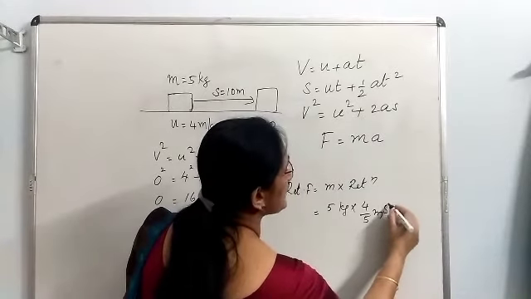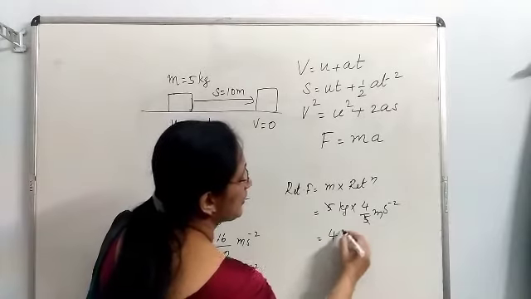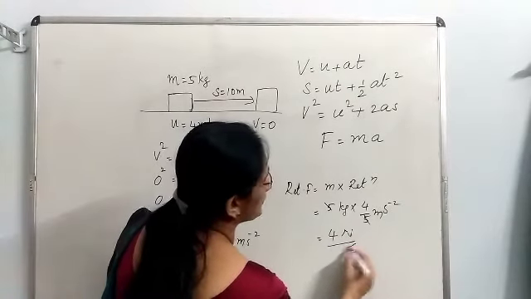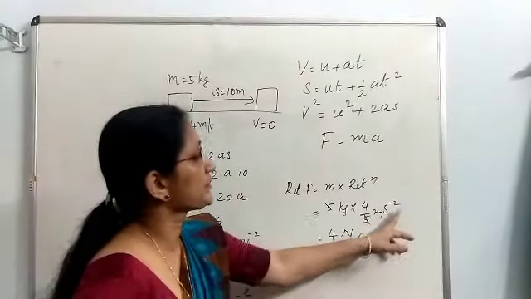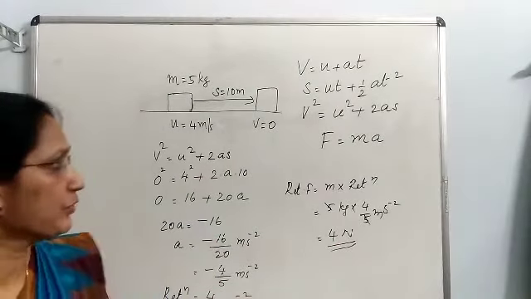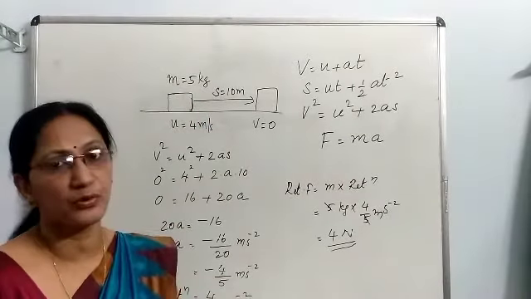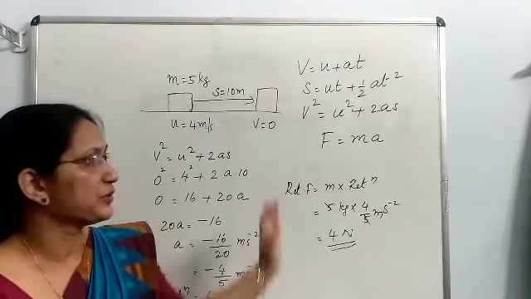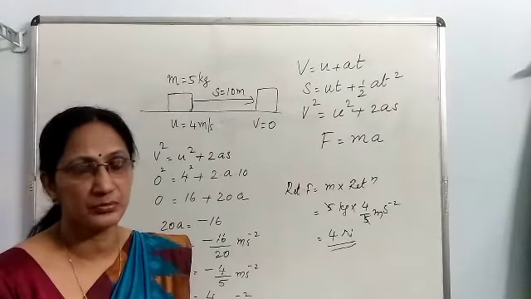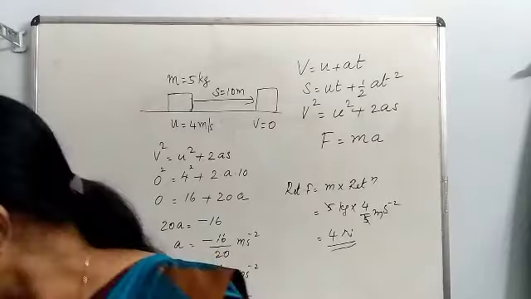meter per second square. So 5 gets cancelled. 4 Newton. Kilogram meter per second square short form is Newton. So you will get the answer as 4 Newton. So the retarding force which stops this body is of 4 Newton. This is the way to find out the retarding force. Now let us see one more numerical.